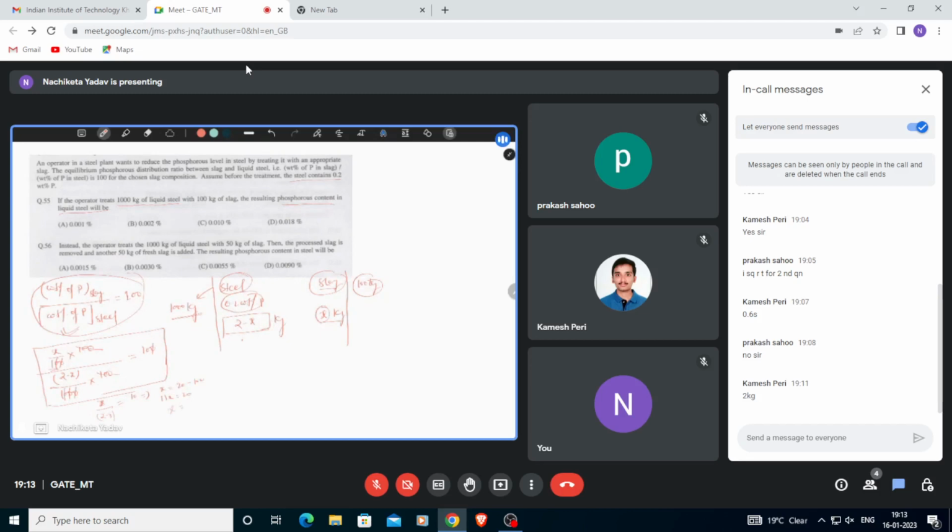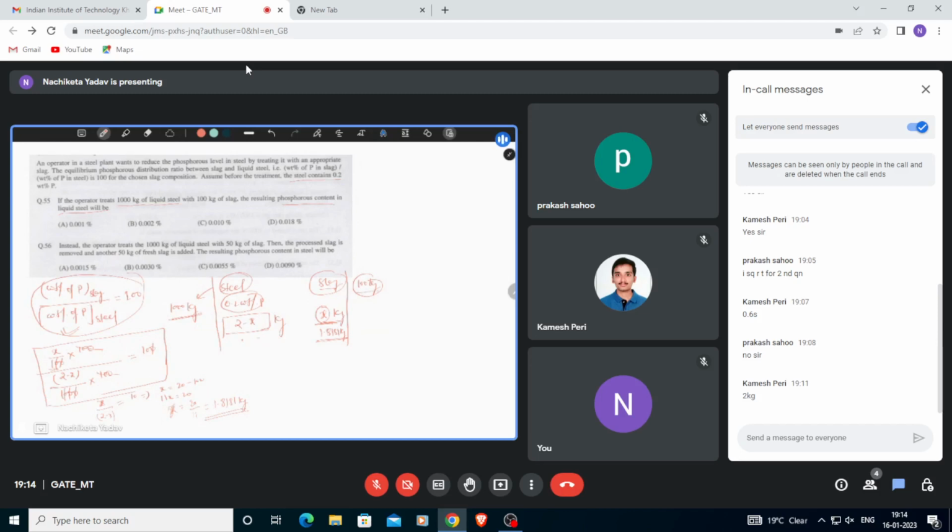What is the x value, the amount in kg? This is the phosphorus content which goes in slag. We assume x kg of phosphorus in slag. So what will be the x value? 20 by 11, so it will come to nearly 1.81 kg. So this is 1.81 kg phosphorus after treating 1000 kg of steel with 100 kg of slag.